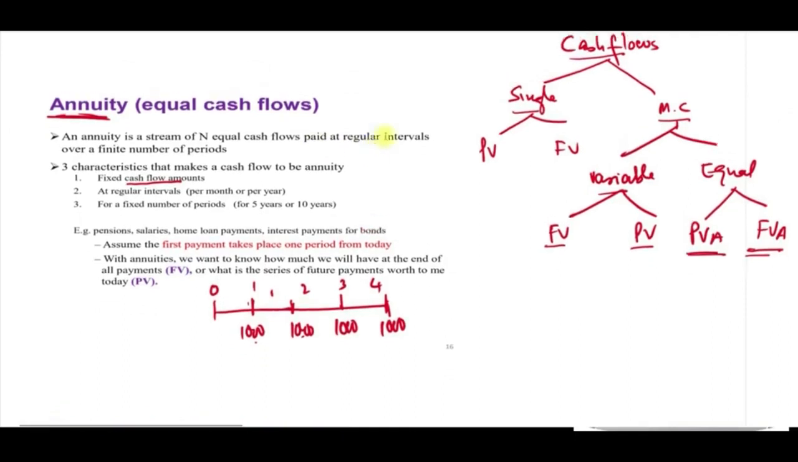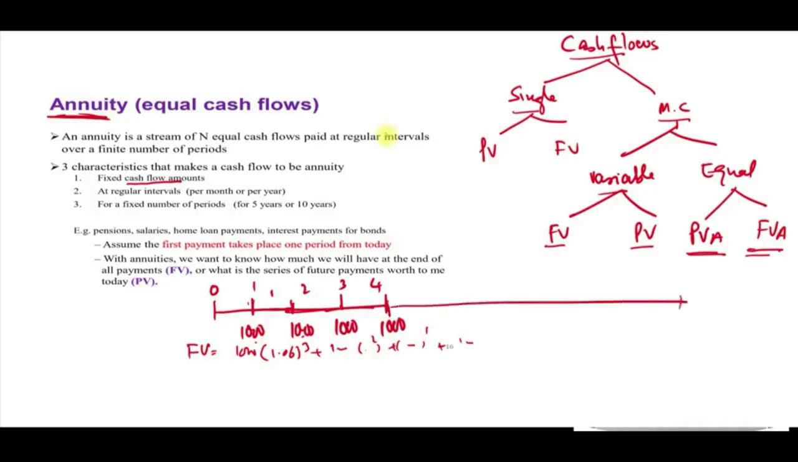Okay, so first of all, we will see a formula, but before that, if I ask you, can you find the future value of all these cash flows? Yes, we can find it. That would be 1000 times 1.06 power 3 plus 1000 power 2 plus 1000 power 1 plus 1000. Let's say if we have 50 equal cash flows, 1000, 1000, 1000, it would take a lot of time to calculate each individual cash flow, right?